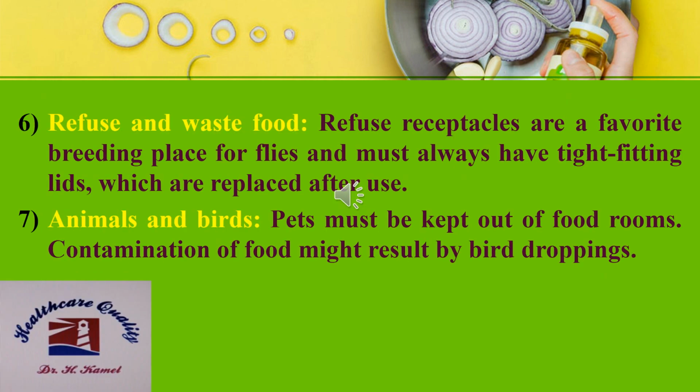Number 6, refuse and waste food. Refuse receptacles are a favorite breeding place for flies and must always have tight-fitting lids, which are replaced after use. Number 7, animals and birds. Pets must be kept out of food rooms. Contamination of food might result from bird droppings.